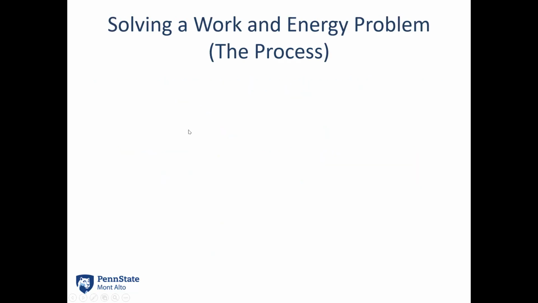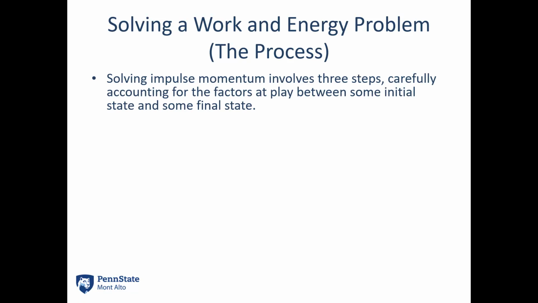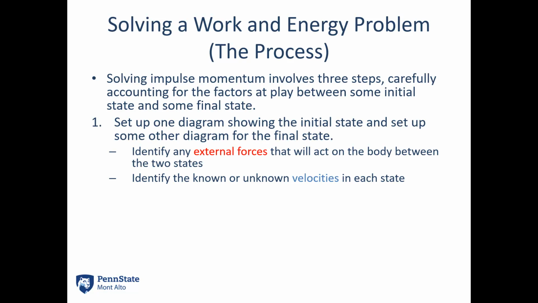All right, so how does all this come together? How do we solve a problem? Solving an impulse momentum problem involves 3 steps. So we've got some initial state, some final state, and the impulse is going to happen in the middle. So step 1 is we want to set up a diagram. We need to show the initial state, so initial velocity, initial mass, etc. And we want to identify any external forces that will be acting on the body between the 2 states, and identify the velocities known or unknown in each state. So we've got initial diagram, final diagram, impulse is going to happen in the middle.